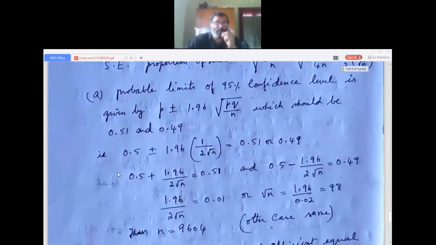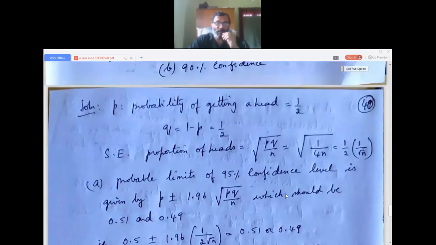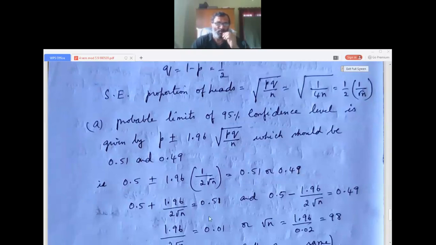Now I substitute the value: 0.5 plus or minus 1.96 into 1 by 2 root n, since root PQ by n is 1 by 2 root n, equals 0.51 or 0.49. Now take any one value. Both values are not needed, one plus and one minus. Both answers will be the same. Take any one value and solve. I will solve one.